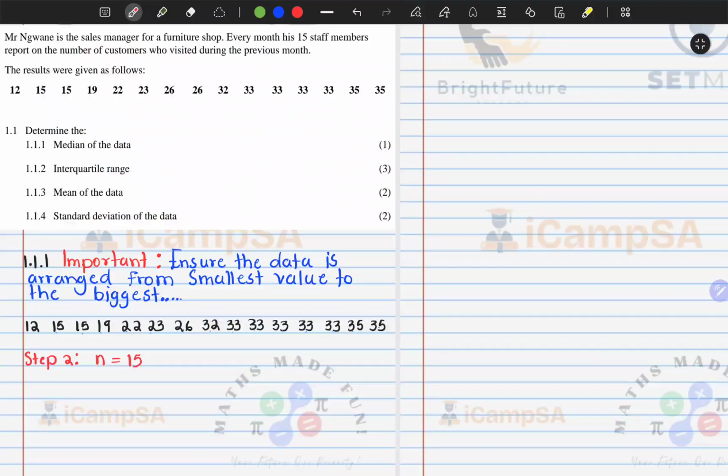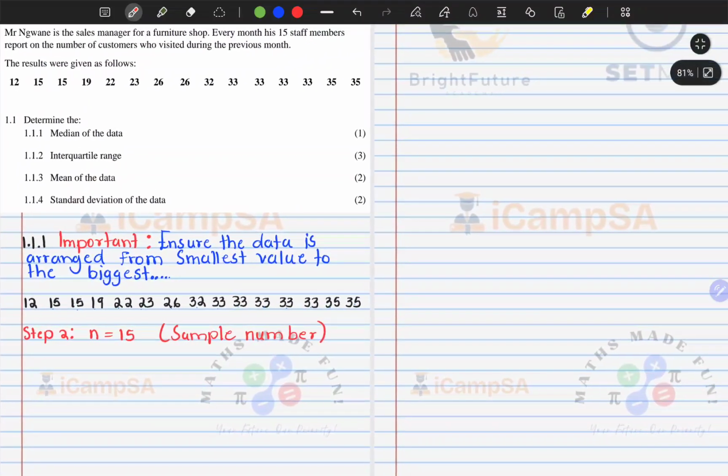This is the sample number. Essentially, how many readings do we have? That becomes our sample number, which is 15. Then remember, your median is the same as Q3. Sorry, it is Q2. So your median is the same as Q2. But remember that for Q2, the position we find by saying n plus 1 divided by 2, which means we say 15 plus 1 over 2, and we get number 8.